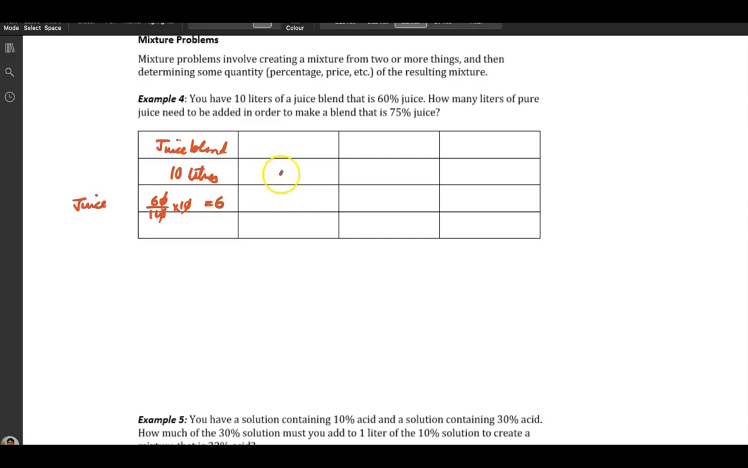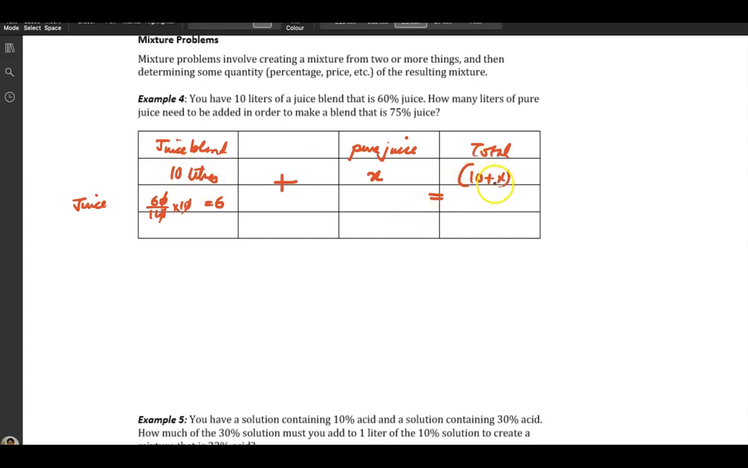Correct. Now what are you adding? You're adding pure juice. Let X liters of pure juice be added to get 75%. Now if X liters of pure juice is added, what will the total be now? 10 plus X.